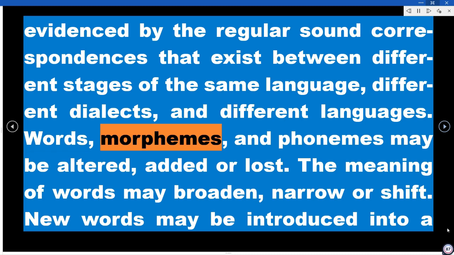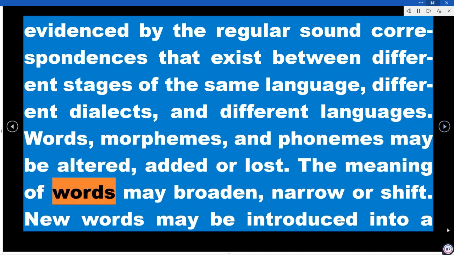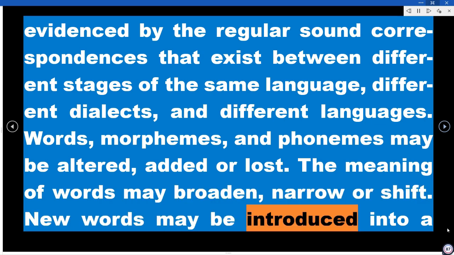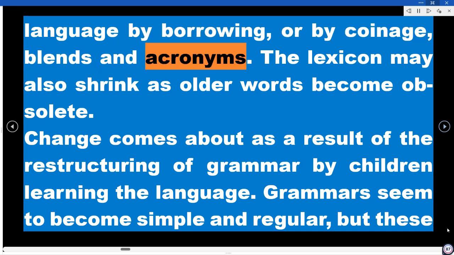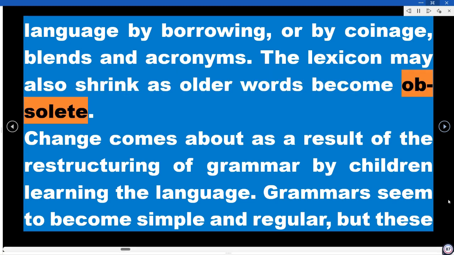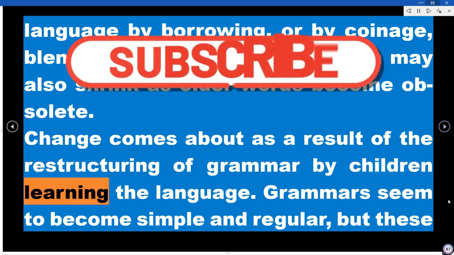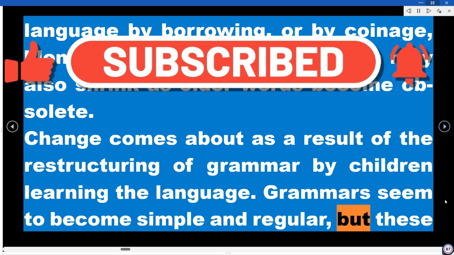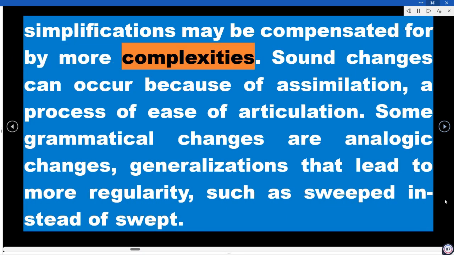Words, morphemes, and phonemes may be altered, added or lost. The meaning of words may broaden, narrow or shift. New words may be introduced into a language by borrowing, or by coinage, blends and acronyms. The lexicon may also shrink as older words become obsolete. Change comes about as a result of the restructuring of grammar by children learning the language. Grammar seems to become simpler and more regular, but these simplifications may be compensated for by more complexities.